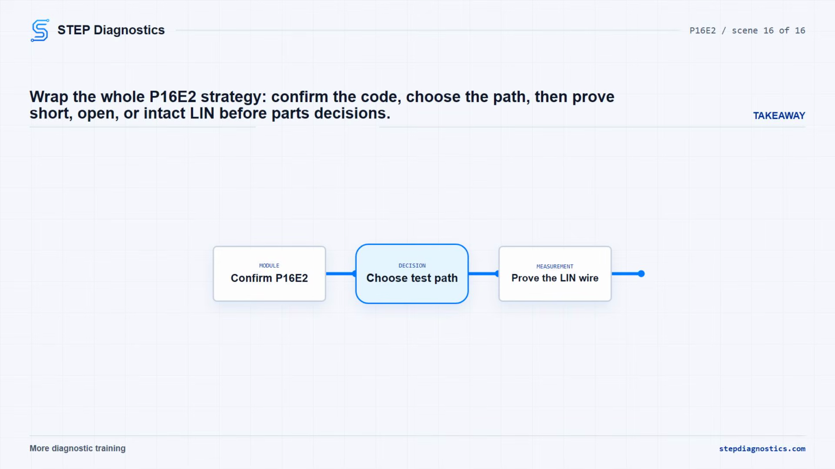The key with P16E2 is to prove whether the LIN circuit is shorted, open, or intact before condemning a module or alternator. Start with the loose terminal check, duplicate the code, follow the branch based on the companion fault status, and let the continuity check separate wiring from component or PCM-side decisions.